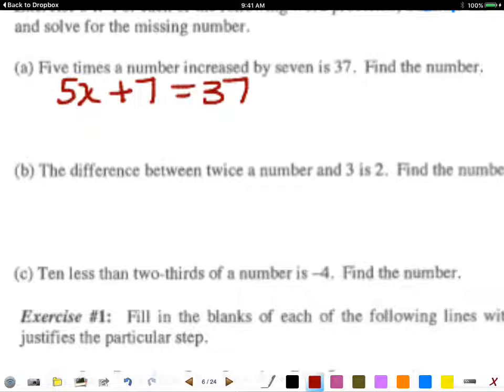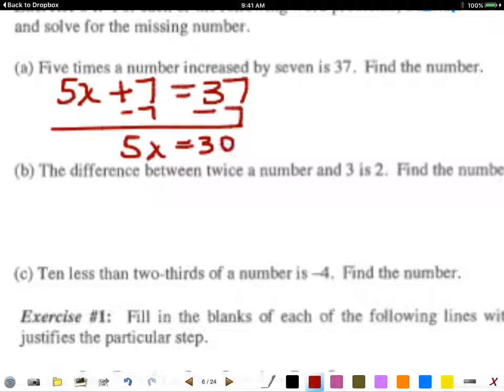Okay? Raise your hand if you've got an answer. Brady? X equals 6. Good. You should have subtracted 7. You would have gotten 5x equals 30. And then divide by 5, and you get x equals 6. Very good. Okay, letter B.